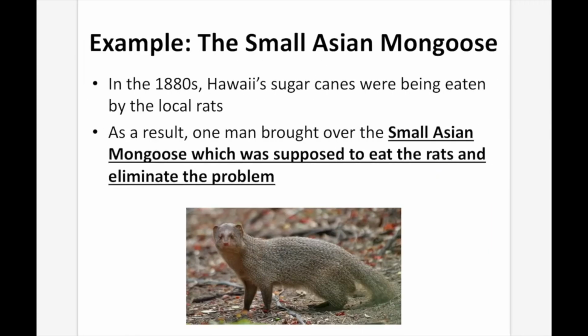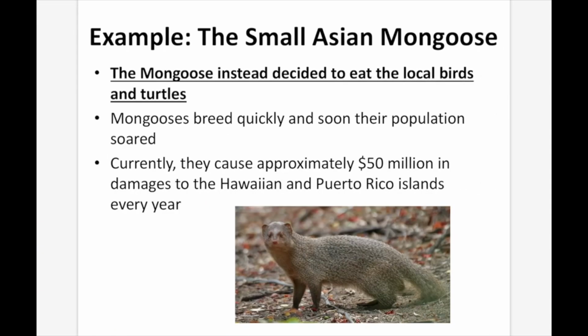So let's take a look at the small Asian mongoose. So in the 1880s, Hawaii's sugar canes were being eaten by the local rats. So what happened? Well, one man brought over a small Asian mongoose, which was supposed to eat the rats and eliminate the problem. Unfortunately, the mongoose instead decided to eat the local birds and turtles, which were much easier to catch. Mongooses breed very quickly and soon their population soared. Currently, they cause approximately $50 million in damages to the Hawaiian and the Puerto Rican islands every single year.